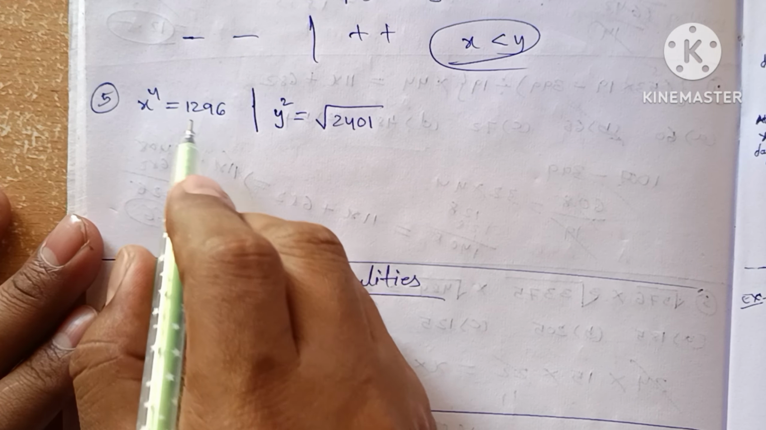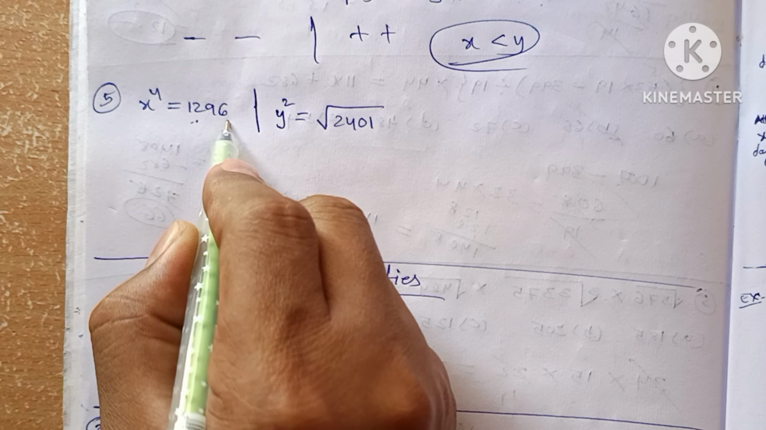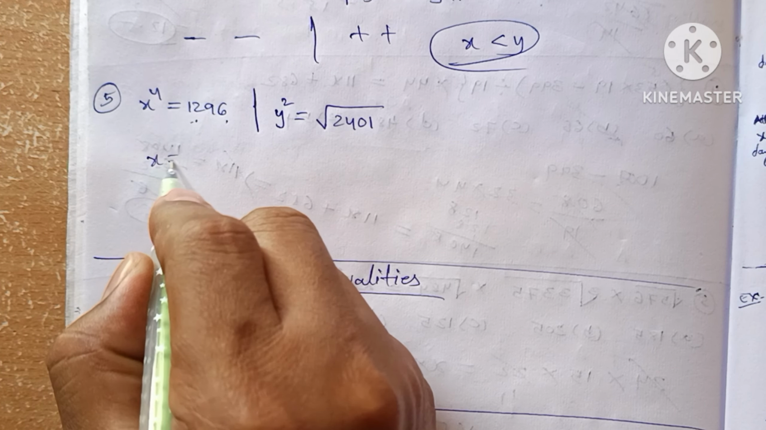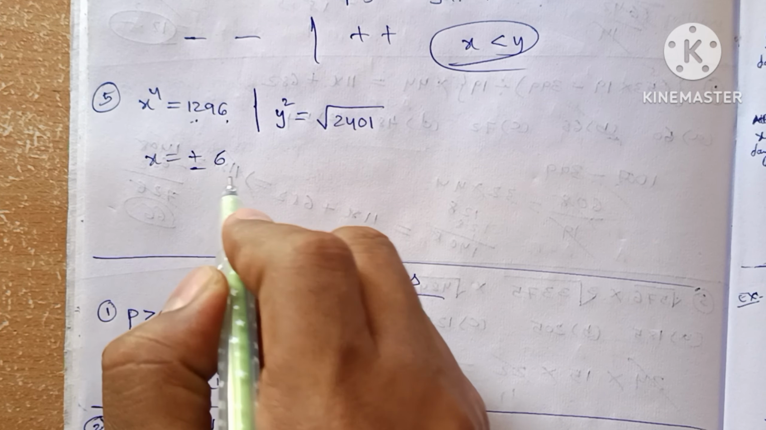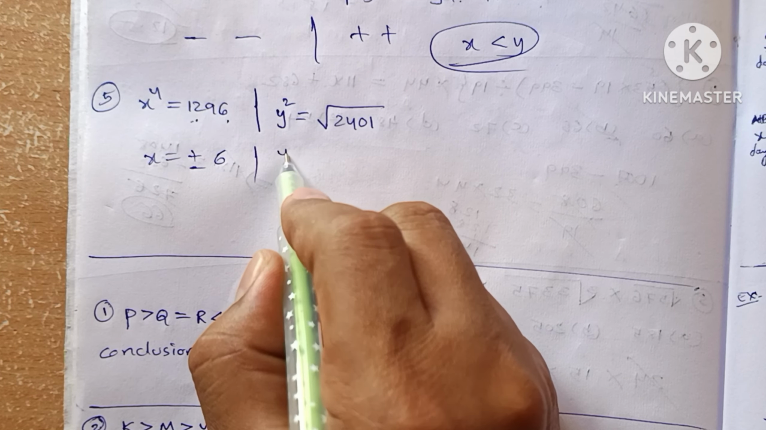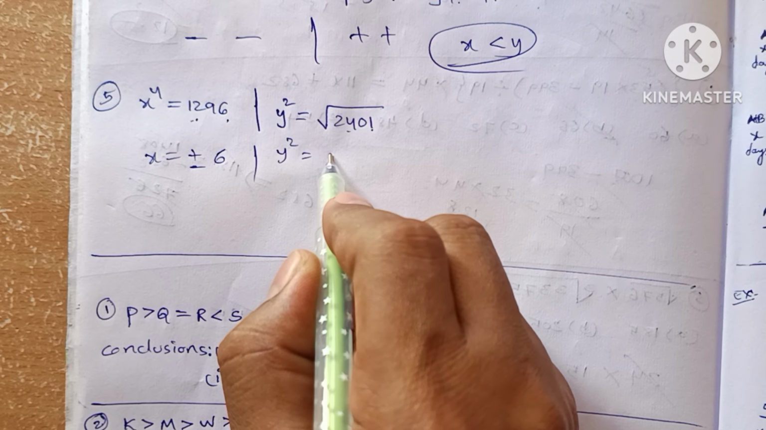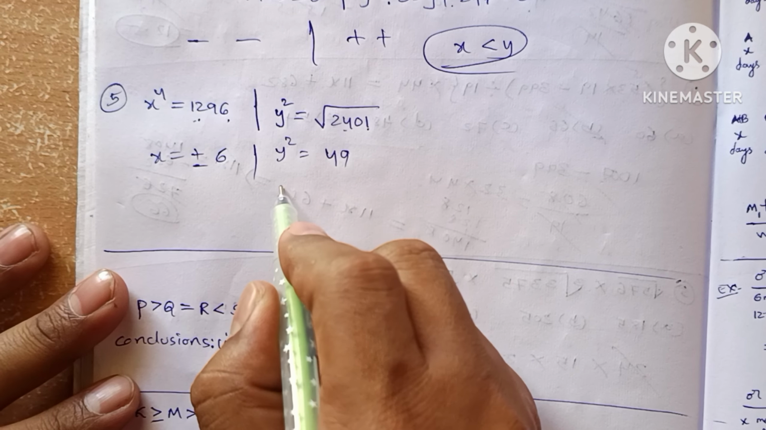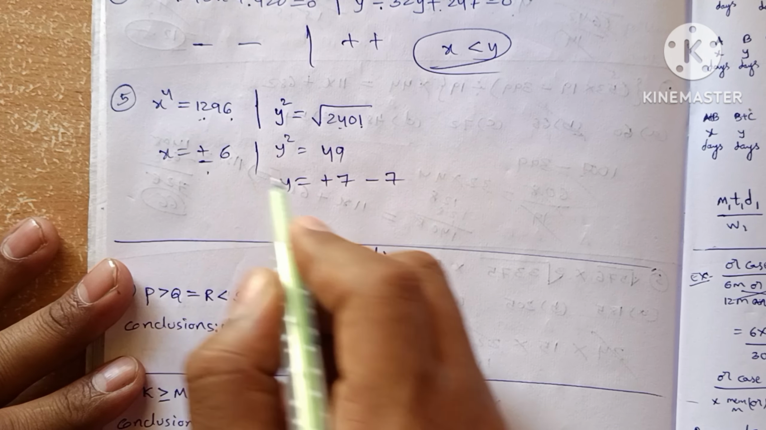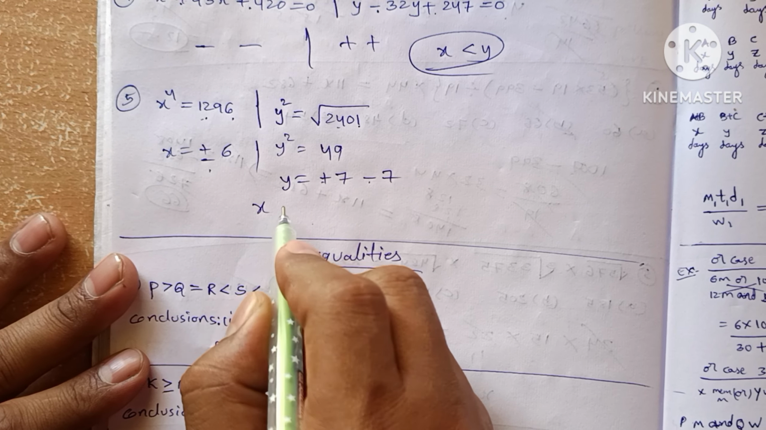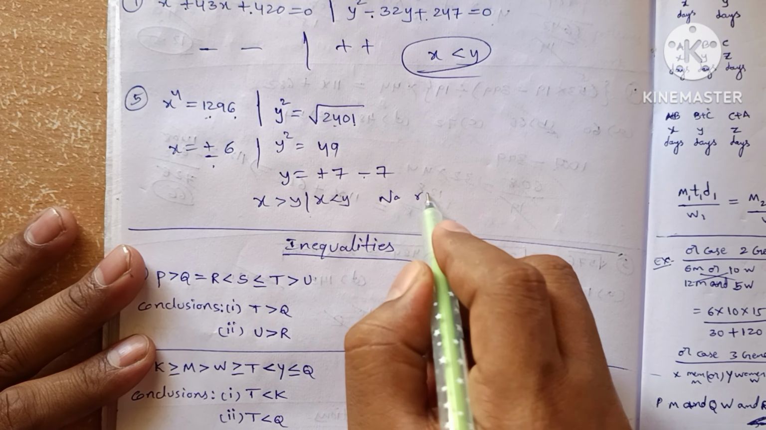Now going to see this one. Here it is 36 square. 12 times 3 is 36, so x is the roots of positive and negative 6. Okay, it is y square. Y square value is this one, 2401, which is 49. So y value will be positive 7 and negative 7. Here positive and negative, here will be positive and negative. So there will be no relation because x is greater than y and x is lesser than y. So no relation.